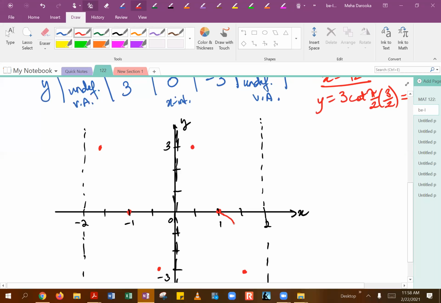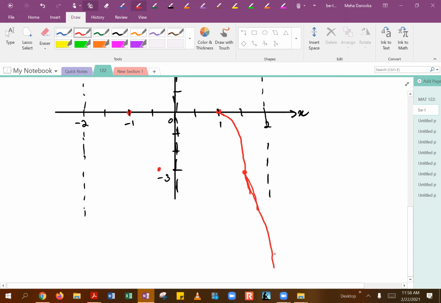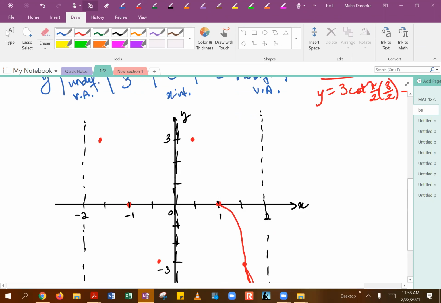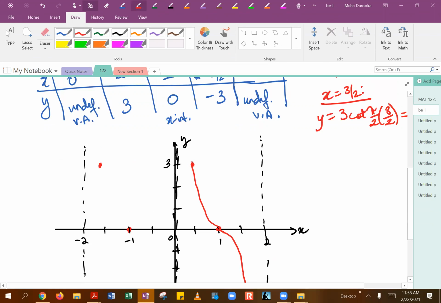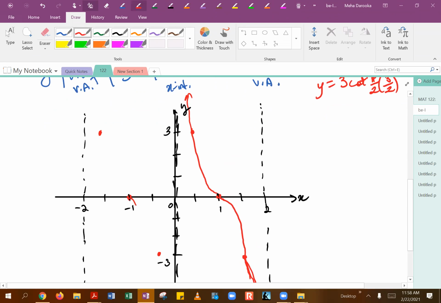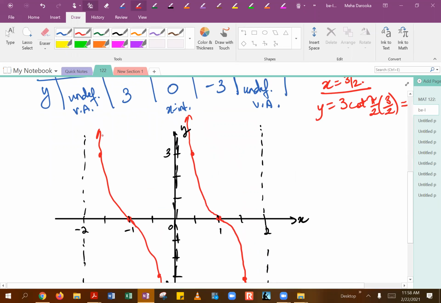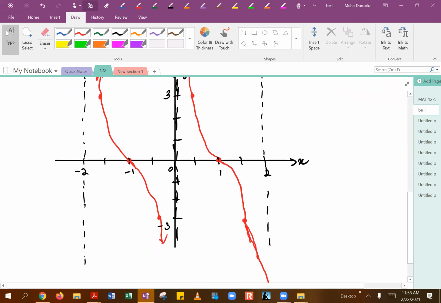So this guy will come down this way. And of course, as it goes down, it will start getting closer to your vertical asymptote over here. And then same thing with this guy. So repeat that same graph. There we go. Okay. And then this guy going in this direction.